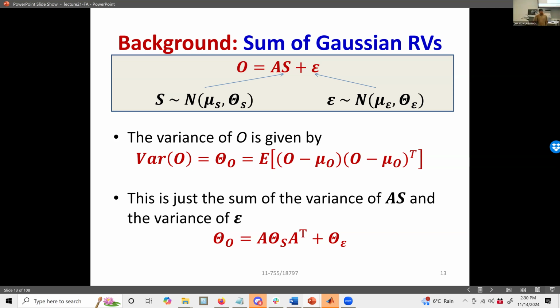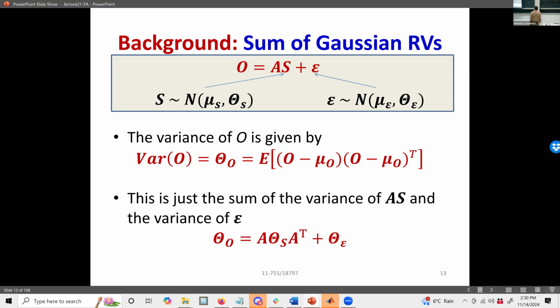The first one is that the probability distribution of Y given X is a Gaussian. The mean is going to lie along the line. The variance is going to shrink. The second is that the probability distribution of O is simply a Gaussian where the mean is A times mu S plus mu epsilon, and the variance is A theta S A transpose plus theta epsilon, right?